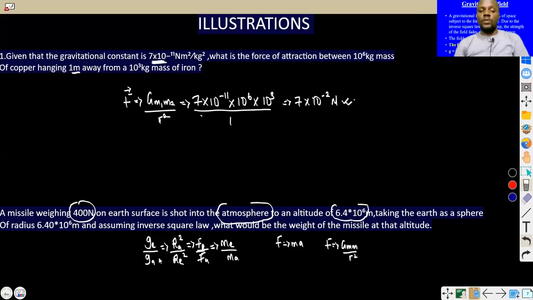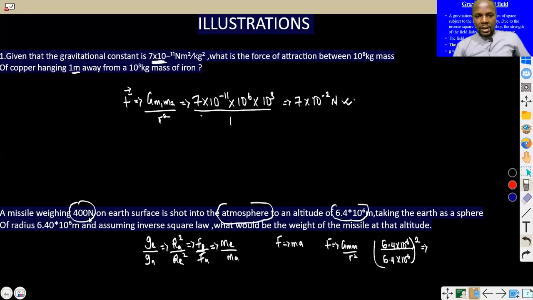So directly, my dear students, solving this, you can just put in the parameters. Let's take the radius of the atmosphere, the altitude, since I'm comparing two things: 6.4 times 10 to the power 6, all squared, over the R on the Earth. Taking the Earth as a sphere of radius R, R on Earth is 6.4 times 10 to the power 6, all squared. I'm relating these two with respect to the forces.